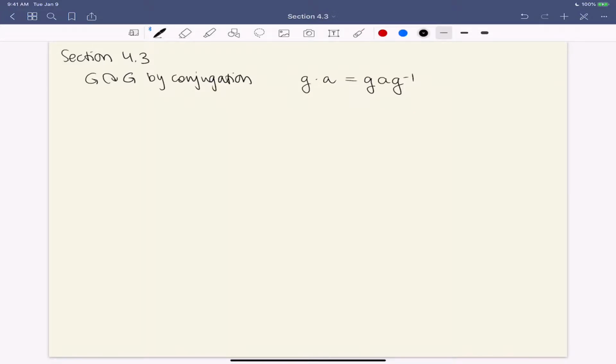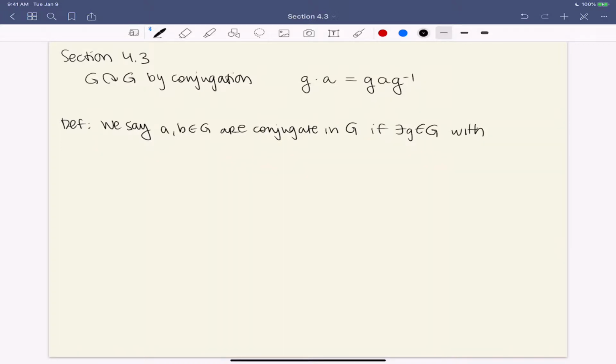So a definition, just to give some vocab, we say a and b in G are conjugate in G if there exists little g in G with g a g inverse equal to b. Now, it might look like a lot of "in G", right? There's a and b in G, they're conjugate in G if there's g in G, and it's kind of like, why do you keep saying that?